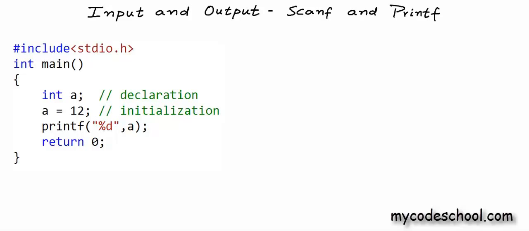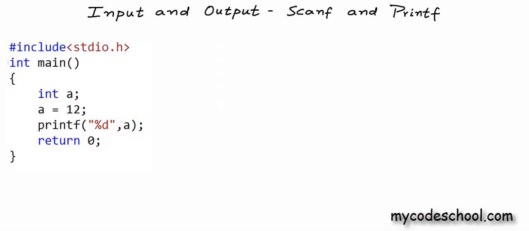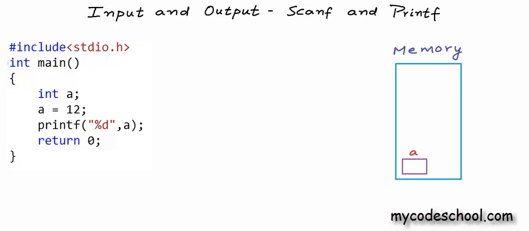In this program that I'm showing you here, I'm not doing something very meaningful. What I'm doing is I'm declaring a variable named a of type int, which is basically reserving some space in computer's memory to store an integer. And we can access or refer to this memory location with name a. And then we are filling in value 12 in this variable.